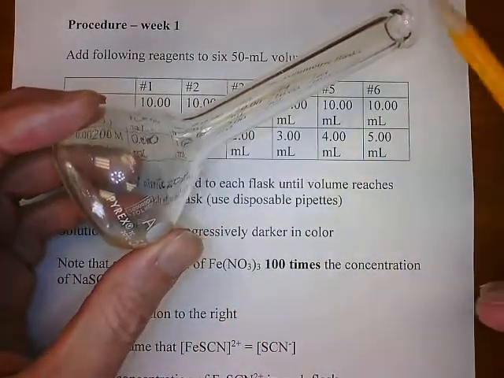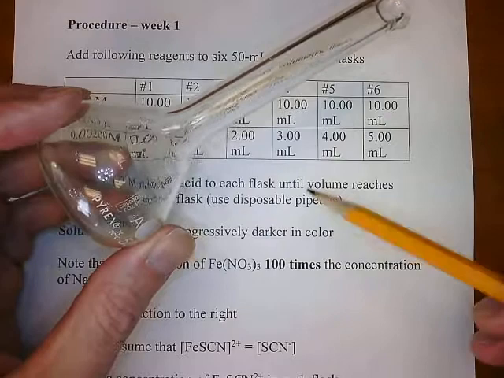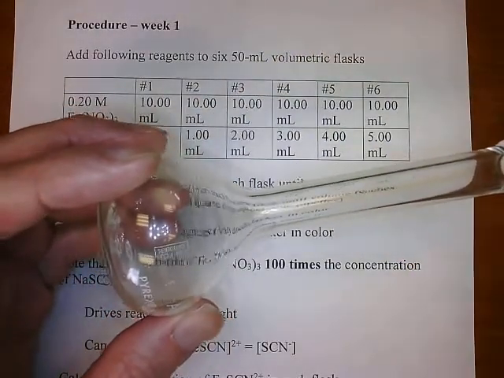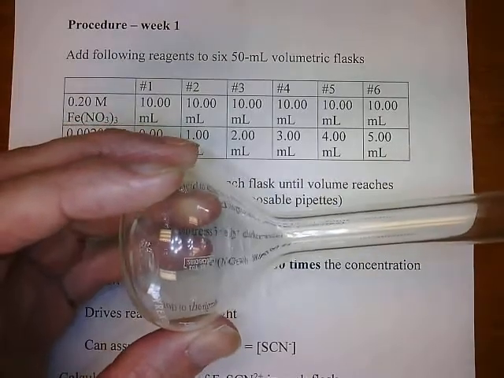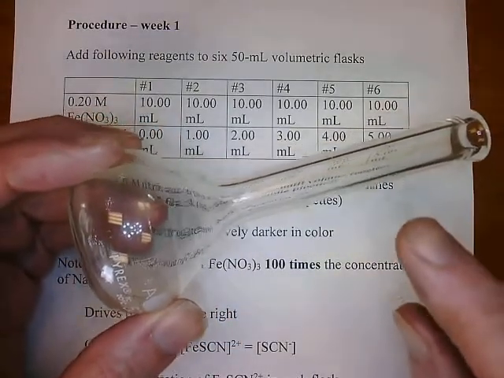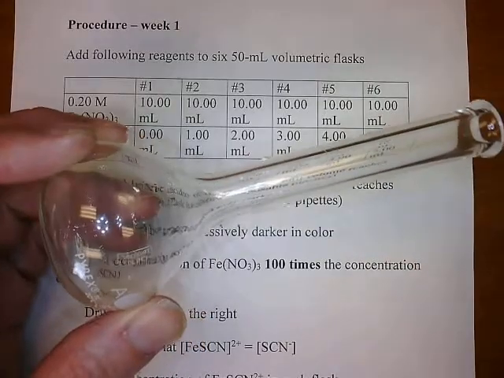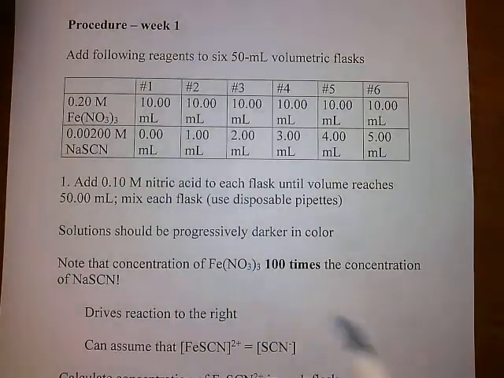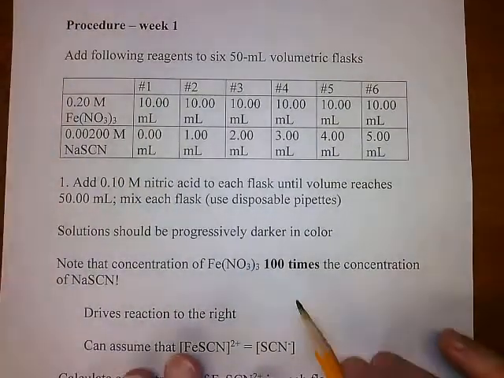You're going to have to mix each solution. What I suggest that you do is take one of those disposable pipettes, suck some of the solution up and squirt it back in several times to mix the solution. Just be sure you have a separate pipette for each flask so you don't wind up cross-contaminating your solutions.